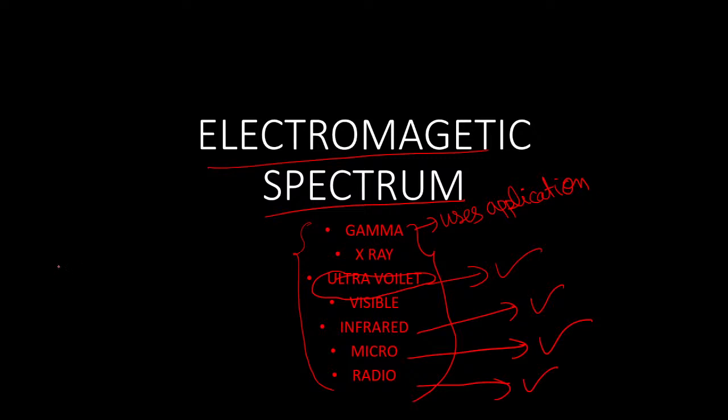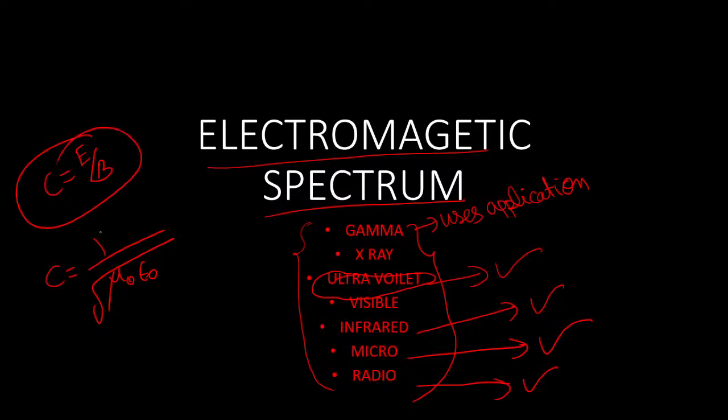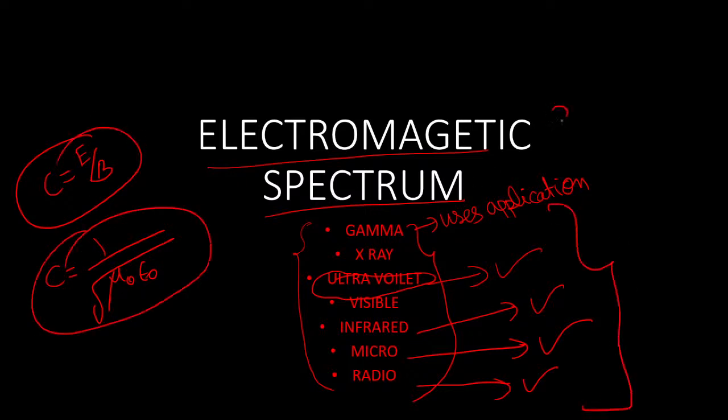Also the relation C is equal to 1 divided by root of mu naught epsilon naught, and C is equal to E by B. This also we need to know. Most probably you can expect a question from here, maximum 3 marks. The sample paper also has this kind of question.